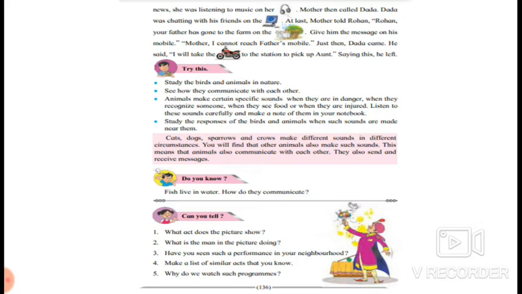Do you know, fish live in water? How do they communicate? Can you tell? What act does the picture show? What is the man in the picture doing? Have you seen such performances in your neighborhood? Make a list of similar acts that you know. Why do we watch such programs?